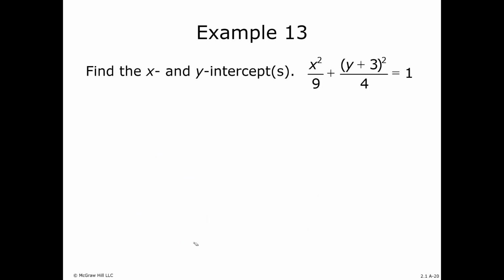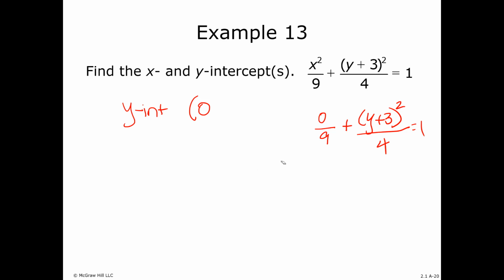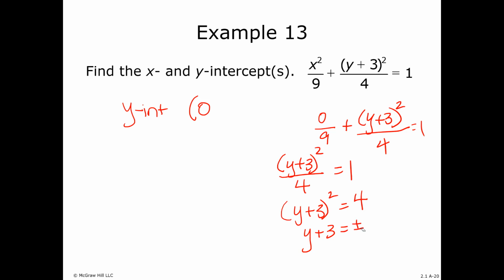Okay, here you want to find the x and y intercept. For your y-intercept, you're going to put in 0 for x. So let's see what happens. You'll have 0 over 9 plus y plus 3 quantity squared over 4 equals 1. So you have y plus 3 quantity squared over 4 equals 1. So y plus 3 quantity squared equals 4. Let's take square root on both sides. Y plus 3 is equal to plus or minus the square root of 4, which is plus or minus 2.